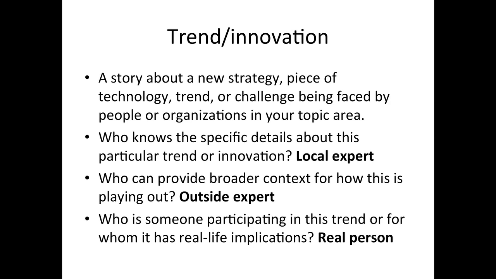That's your local expert, obviously. The outside expert is a person who can provide broader context for how the situation is playing out, for what the history is, how it's affecting people, etc. And then to talk to someone for whom the trend has real-world implications. That's what I mean by a real person. When I was in journalism school, we talked actually about RPs, about finding someone, basically a person on the street. And I hate those man-on-the-street interviews they do on TV and whatnot, but it is important to talk to people on the ground, so to speak, people who are actively involved in whatever the situation is that you're writing about.